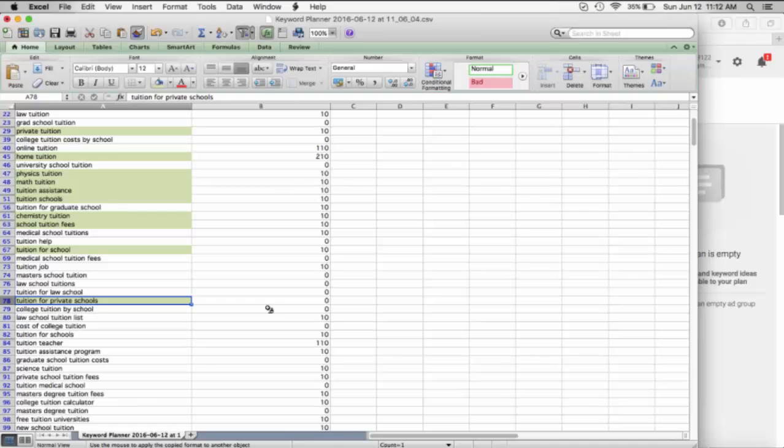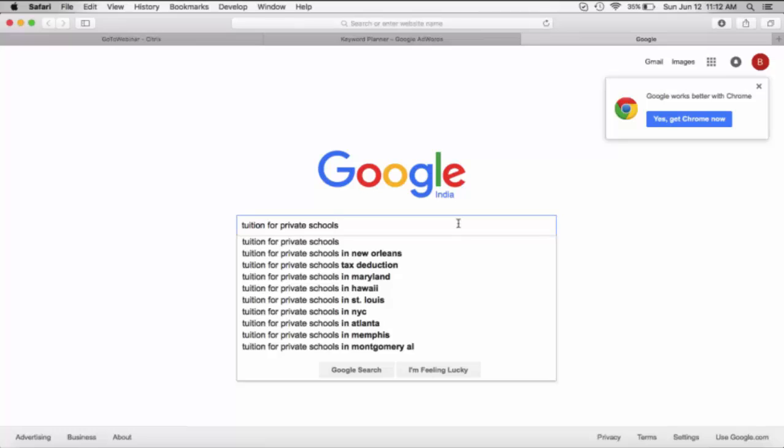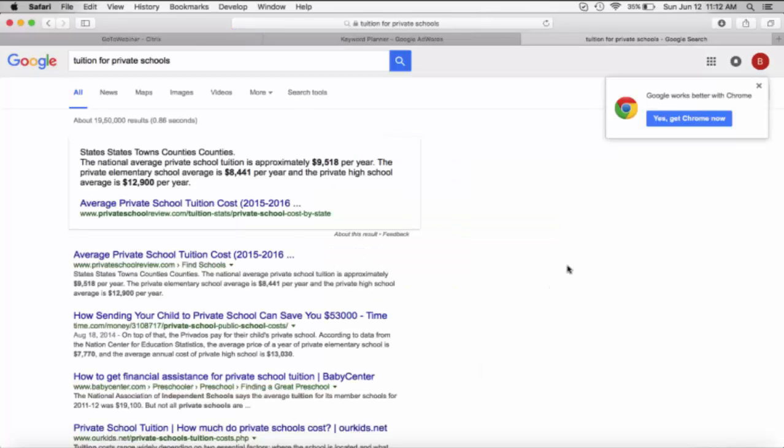So tuition for private schools, what do you say? Some interesting keyword out here. Who would type the phrase tuition for private schools? The last resort would be to go and check it in Google. Okay, guys, any thoughts? Why would someone type in the keyword tuition for private schools? Who would be the prospect who will be typing this keyword?